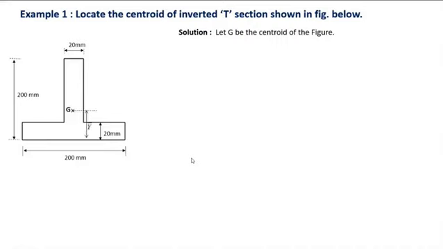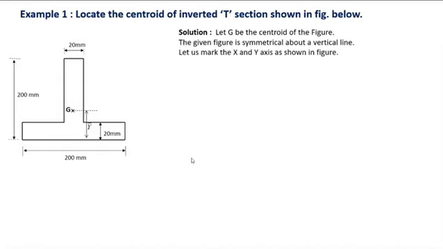Because it is symmetrical about the vertical line, x bar will be equal to 0 and y bar will have some value. Since it is symmetrical about the y axis, therefore x bar will be equal to 0 and y bar will have some value. And because of that reason, we will be considering the y-axis through the centroid, just like this, so that because of the axis of symmetry, x bar will become 0.